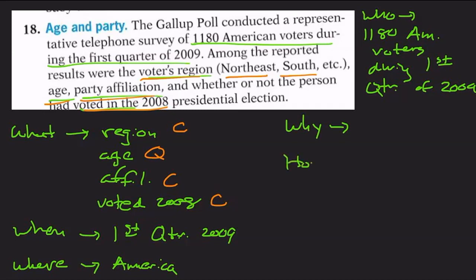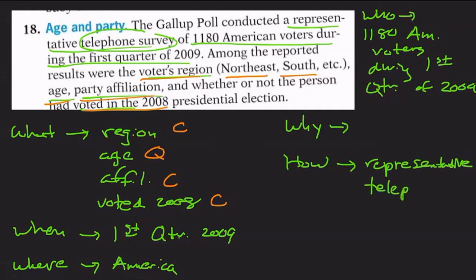How? And this is good. They mentioned a clear how here. It says a representative telephone survey. That's how they collected this data. And those are our 6 W's. Again, we don't need every single one. We just fill out the ones that we can based on the information we're given. So that would be our answer for this one.